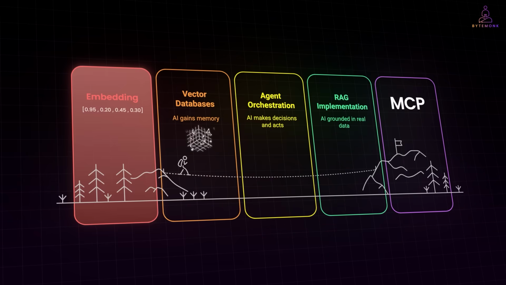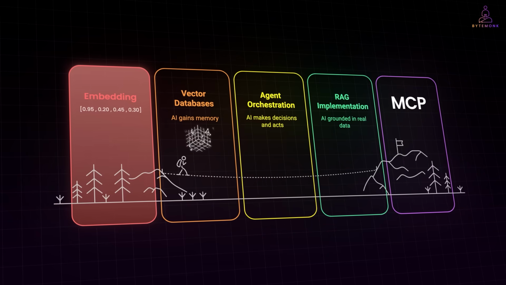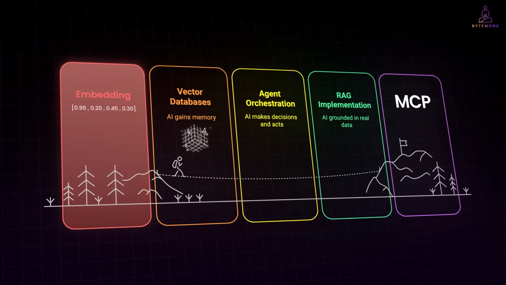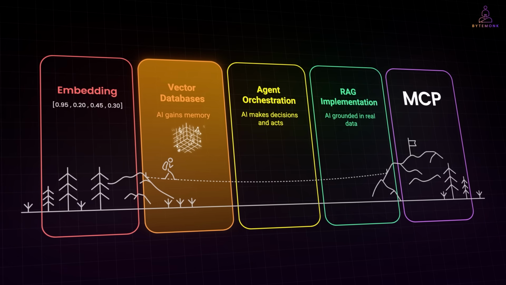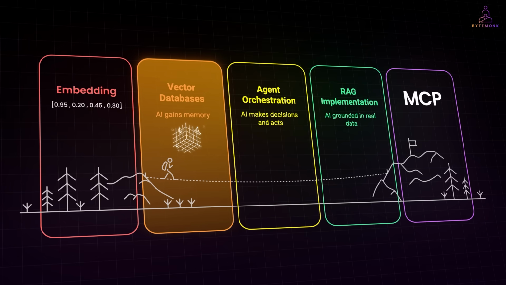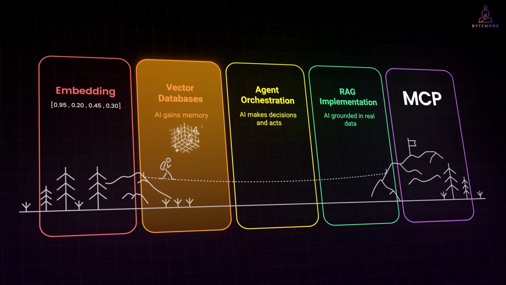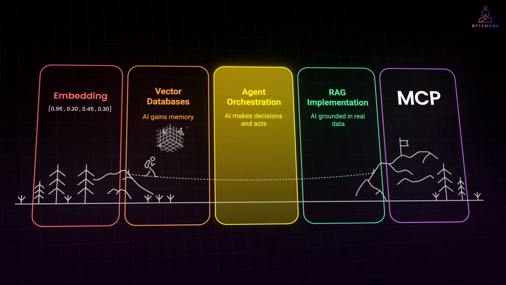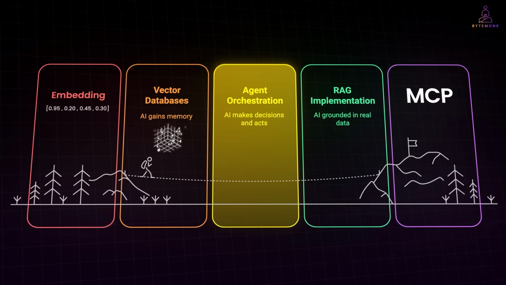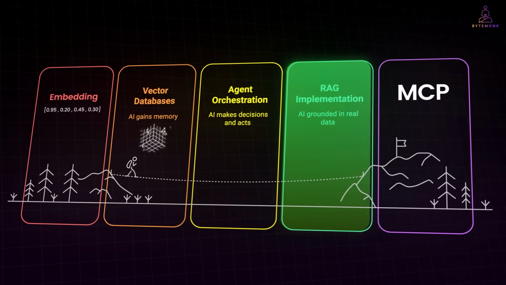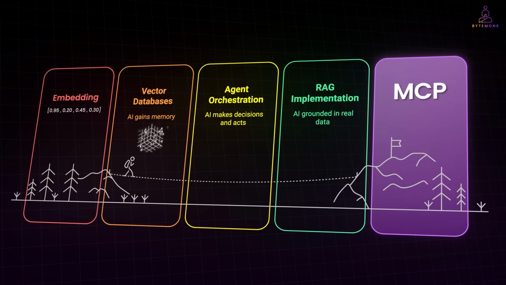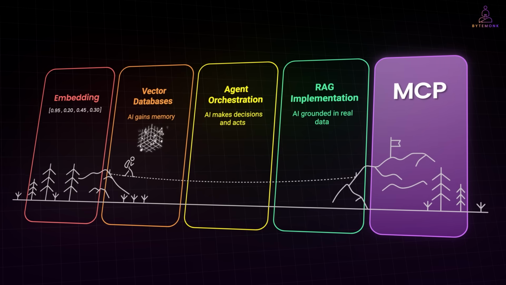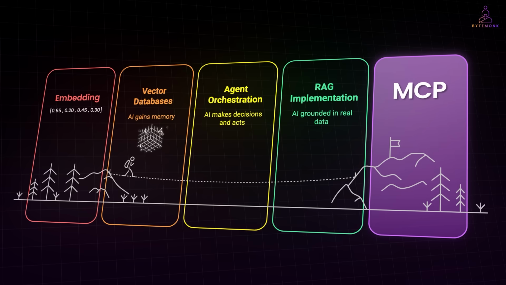So let's recap. We started with embeddings, the building blocks that let AI understand meaning instead of just words. We saw how vector databases give AI systems memory, storing those embeddings so they can surface the right information at the right time. We explored agent orchestration, the decision-making loop that lets AI not just remember, but actually act. We covered RAG, the bridge that grounds AI answers in real, up-to-date data instead of hallucination. And MCP, the emerging standard that connects AI agents to the tools and services you already use.